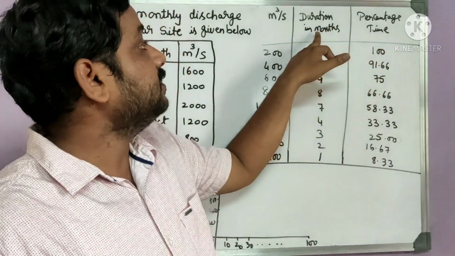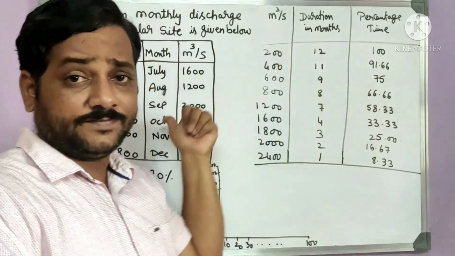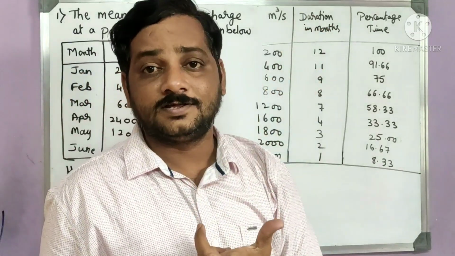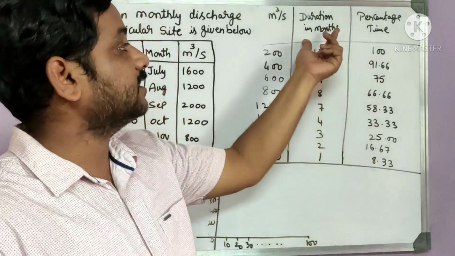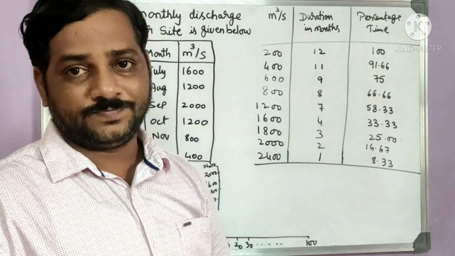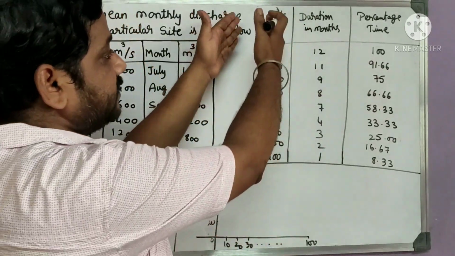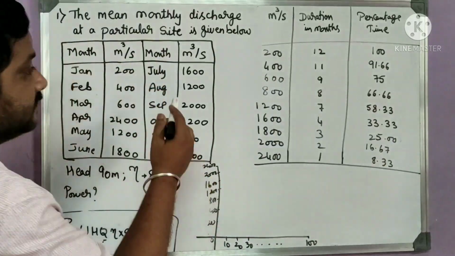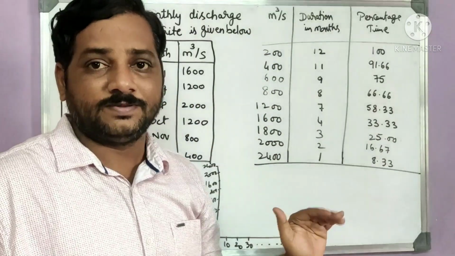Percentage of time and the duration in months, because they are given in months, so I will take it as a duration in months. If it was in terms of days, you can take it as duration in days. And then cubic meter per second, this is nothing but a discharge. So what you need to do is, first you need to write the discharge. So discharge, you write it from the minimum to maximum.